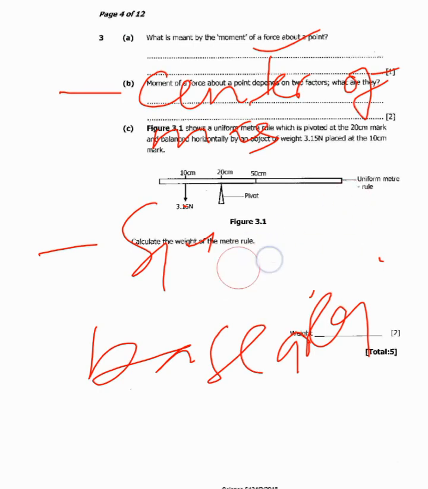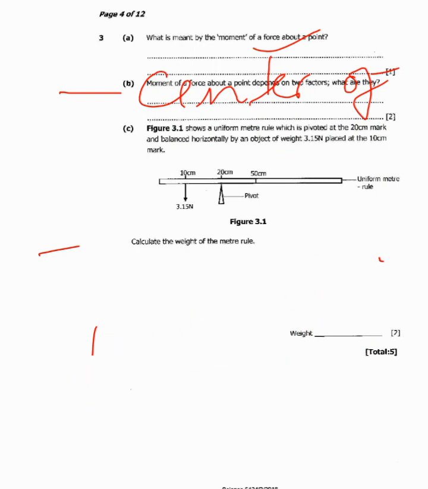Now let's come to this diagram. Figure 3.1 shows a uniform meter rule which is pivoted at the 20 centimeter mark and balanced horizontally by an object of weight 3.15 newtons placed at the 10 centimeter mark. This is what we are seeing. Now the question is, calculate the weight of the meter rule.